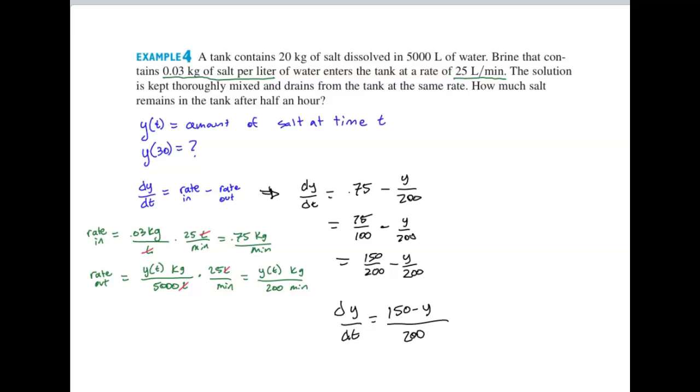And now my goal is to solve for my unknown function, which is y. So I'm going to separate my variables, my differentials, so dy equals 150 minus y over 200 dt. And then I need to get this to be on the side with dy. So what operation am I going to have to do to accomplish that?